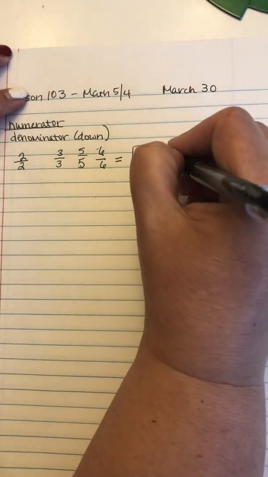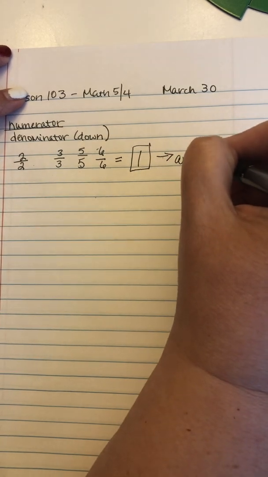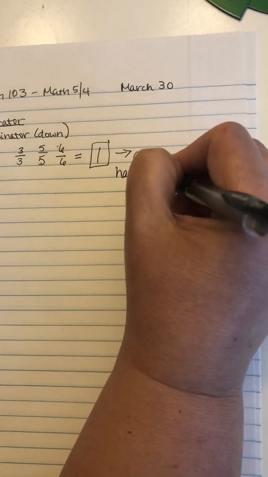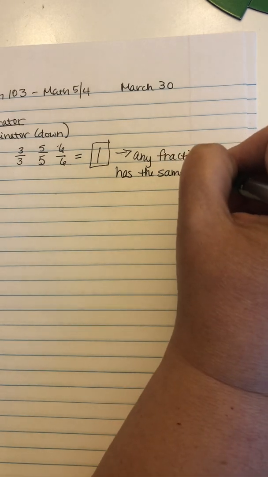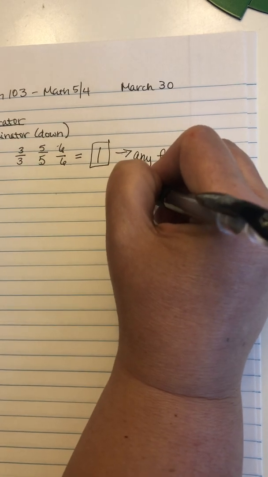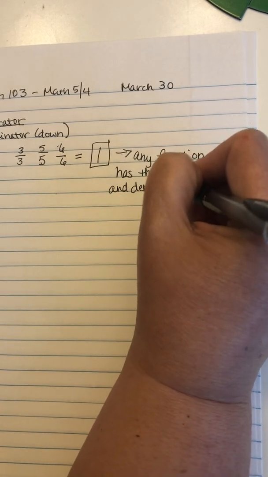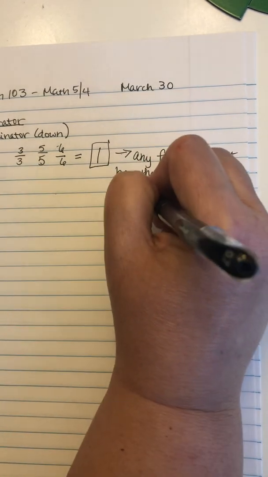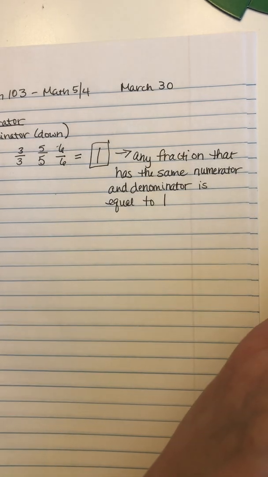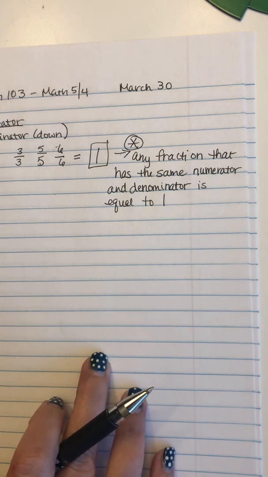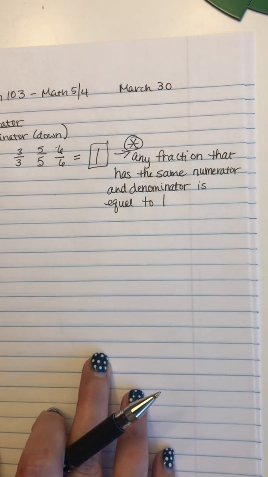So as a rule, any fraction that has the same numerator, remember that's the top number, and denominator, remember that's the bottom number, is equal to 1, or 1 whole. That's a fraction rule, okay? We're going to learn some other fraction rules also.